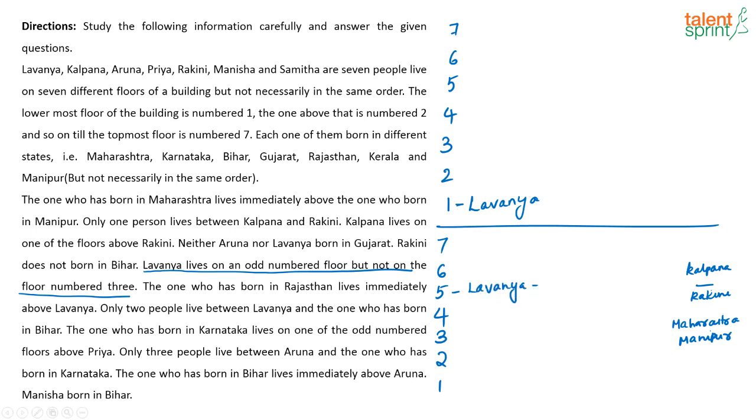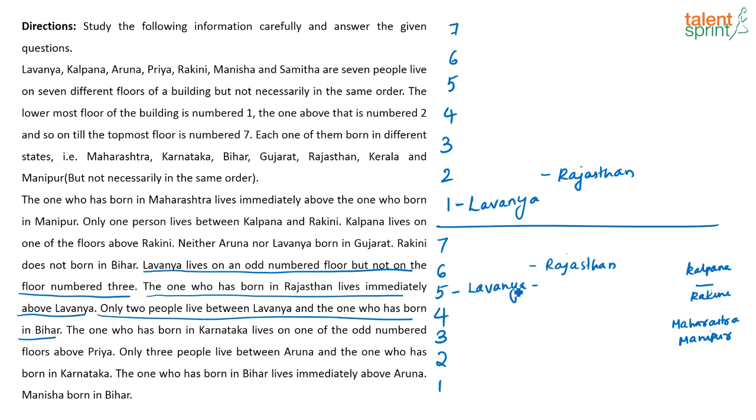Then Aruna and Lavanya are not from Gujarat. Okay, I am not using that for now. Then the one who has been born in Rajasthan lives immediately above Lavanya. So this person has to be born in Rajasthan. Here this has to be Rajasthan. Then only 2 people live between Lavanya and the one who is born in Bihar. So if this is Lavanya, 2 people have to live between Lavanya and Bihar. So obviously in this case Bihar has to come here. In this case 1, 2, this has to be Bihar.